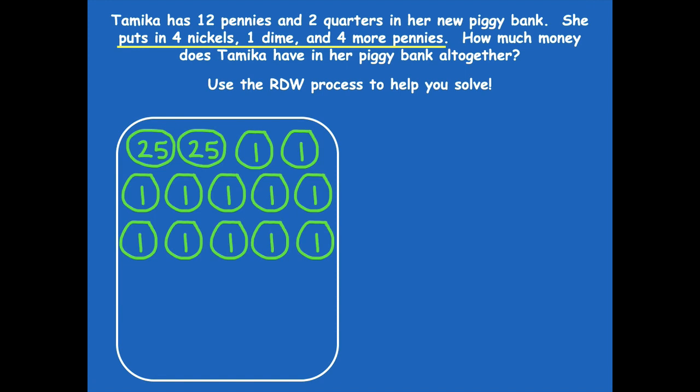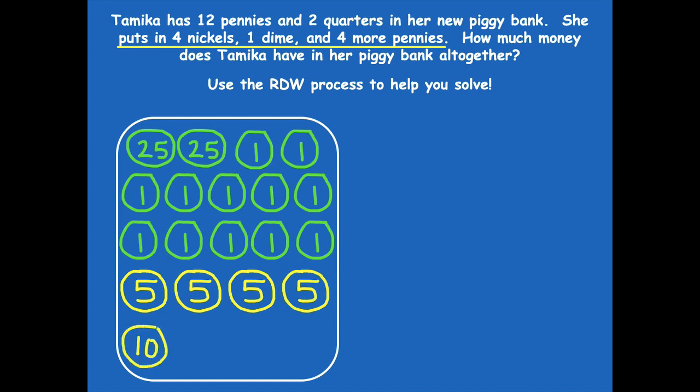Now I'm going to draw or add in 4 nickels, 1 dime, and 4 pennies, because that's what she puts into her piggy bank. So here's my 4 nickels, my 1 dime, and my 4 more pennies. Now, I only drew these in different colors to help model the difference between the two. You could also easily just draw a line underneath like the green numbers, so that's how much she had in her piggy bank at first, and then just draw underneath that how many she had as she added in. Okay, I just drew it for a model.